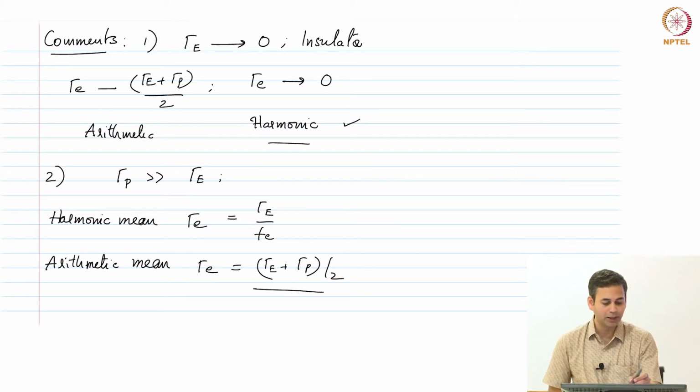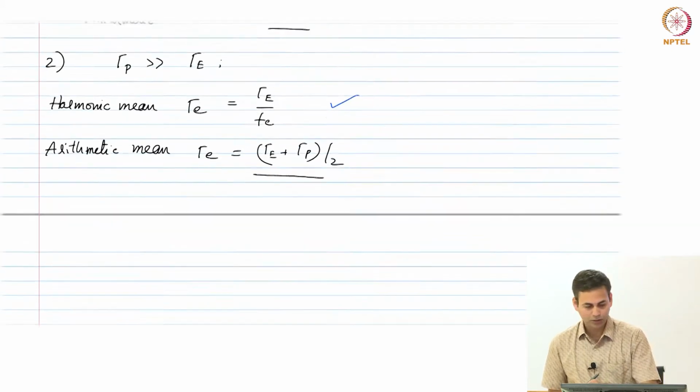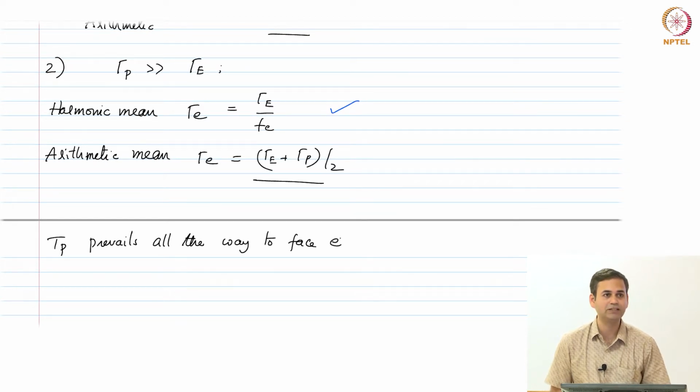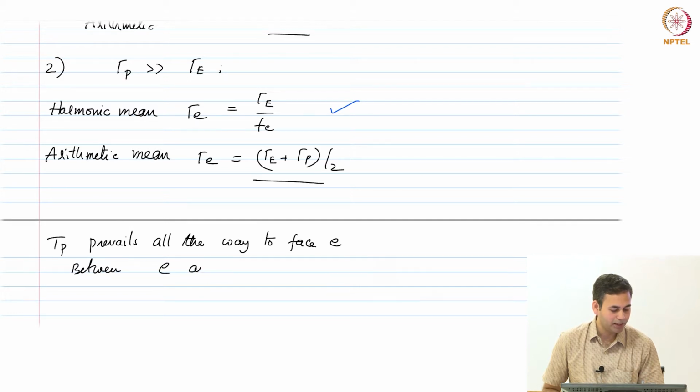Which is what the harmonic mean gives you, because the interface is calculated only from gamma E, right. So, the temperature Tp prevails all the way to the east face, and from there you have a drop in temperature between the face and capital E, right, and this should be dictated by which thermal conductivity, gamma E or gamma P? Gamma E. This should be dictated by gamma E, right, which is the case if you have the harmonic mean.